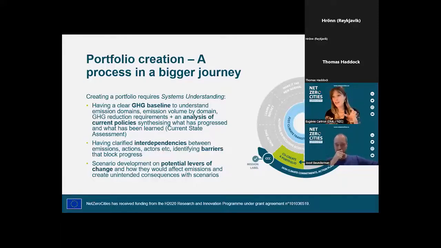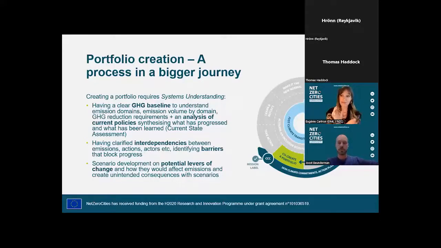It's obviously also analyzing the current state of your action, pulling together the different policy strategies that you have in your current policy and regulation field, and analyzing their progress, their learnings, and understanding the interdependencies between the various domains of emissions that you have, as well as the different actors, the different strategies and actions you've put in place. And that's useful because that's giving you an idea of what are the barriers that are blocking you in your progress towards actual climate neutrality.